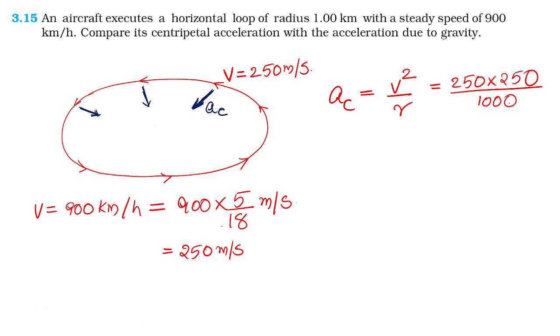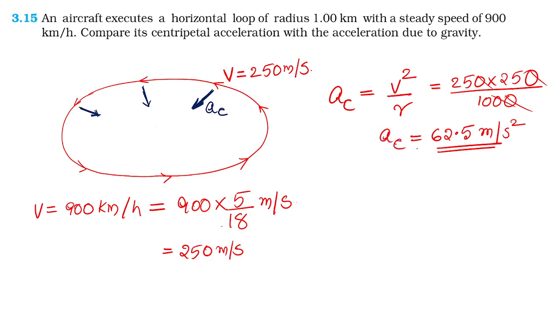So, the calculation I don't want to discuss. 625 by 10. You will get 62.5 meter per second square. With the help of some mechanism, some kind of centripetal acceleration is necessary to keep the circular track. So 62.5 is the centripetal acceleration. It is a direct question.